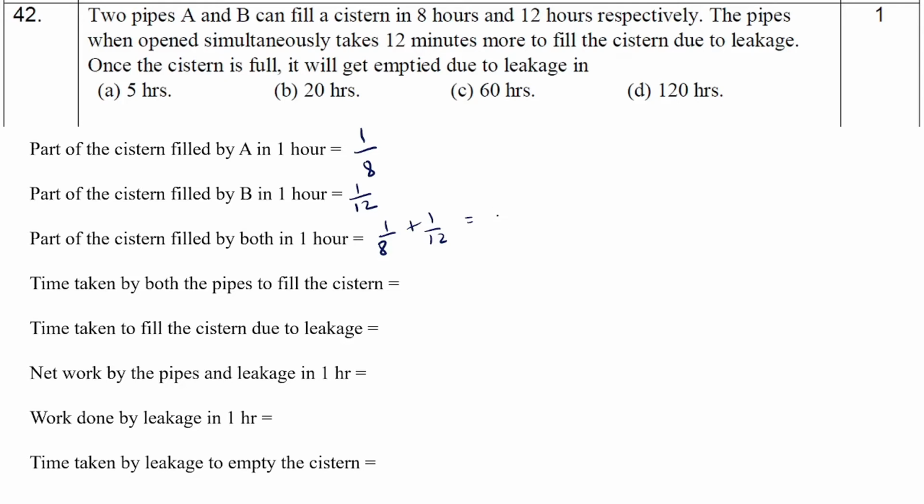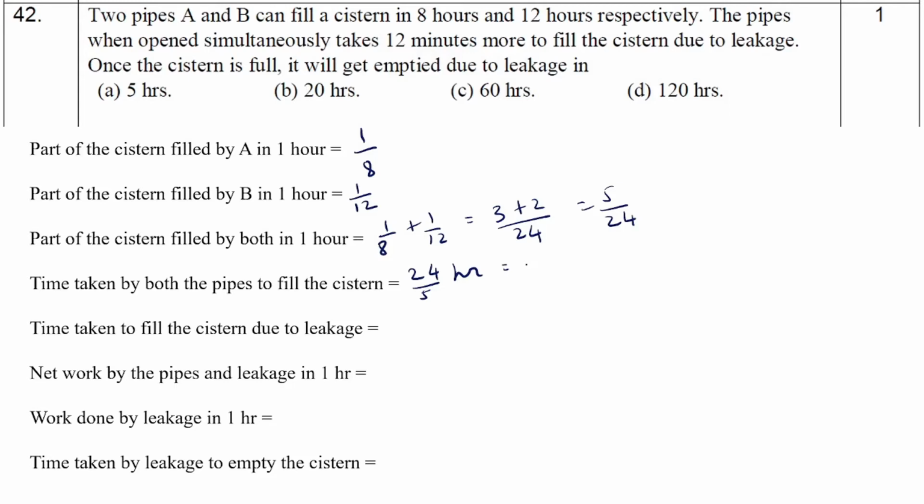if we take the LCM as 24, we get 3 plus 2 by 24, or it is equal to 5 by 24. So part of the cistern which is filled by both A and B in 1 hour is 5 by 24. So time taken by both the pipes to fill the cistern will be 1 by this. So it is 24 by 5 hours.